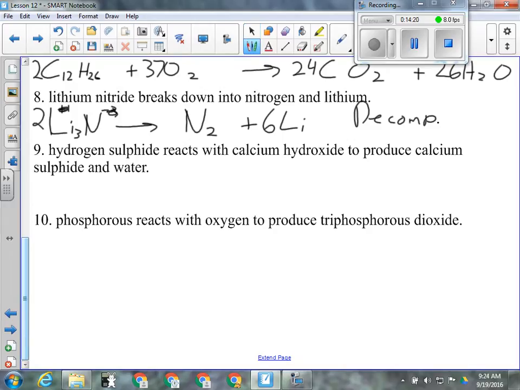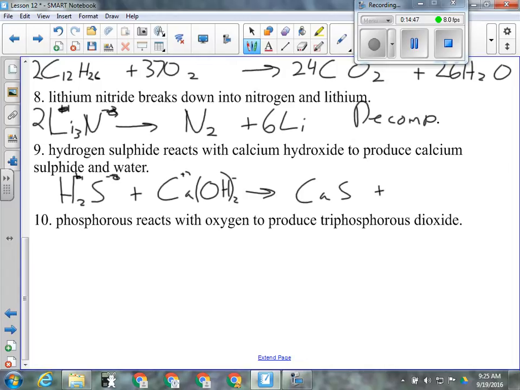So number 9, I've got hydrogen sulfide. H with S, when dropped and swapped, this is a -2, that's a +1, so we're looking at H2S. Okay, reacts with calcium hydroxide, Ca with OH. OH is a -1, calcium is a +2, so this one needs brackets, Ca(OH)2. Okay, is going to give us calcium sulfide, CaS, 2 and 2, so those are balanced already.